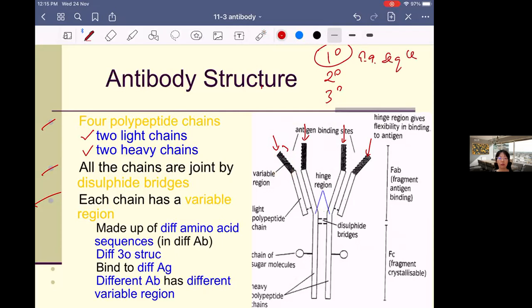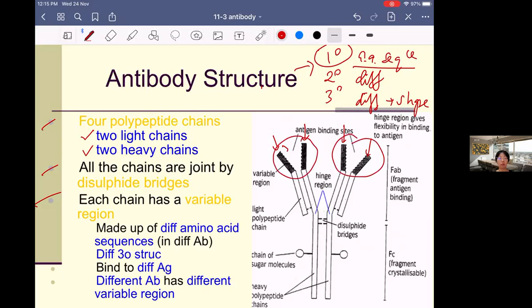Therefore, this is also different. So that's why the shape can be different because of this. The amino acid sequence is different. Okay, so the variable region is different because the amino acid sequence is different. Therefore, it gives an overall different shape here.